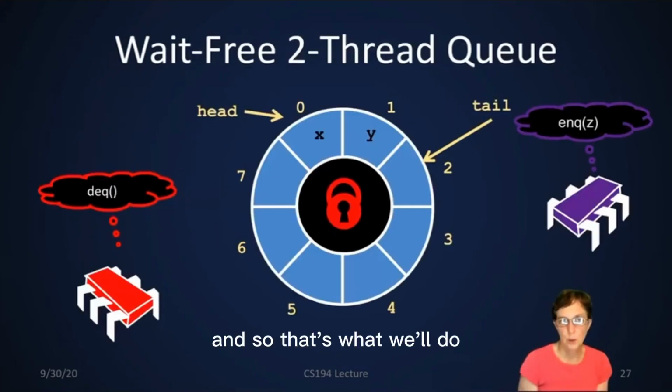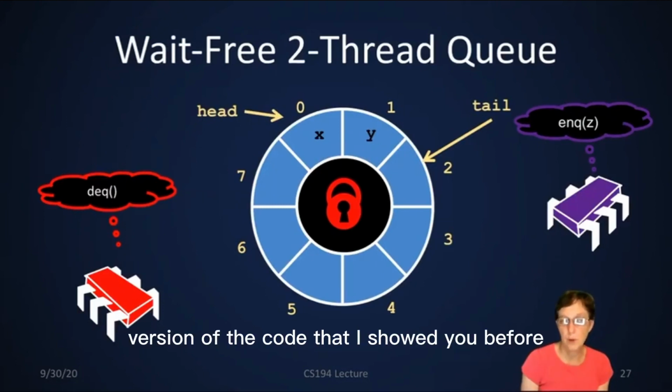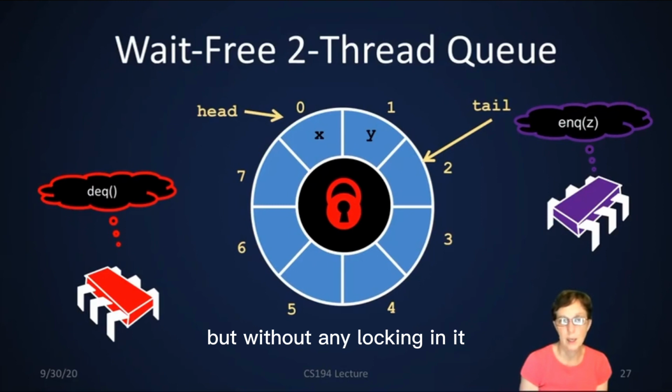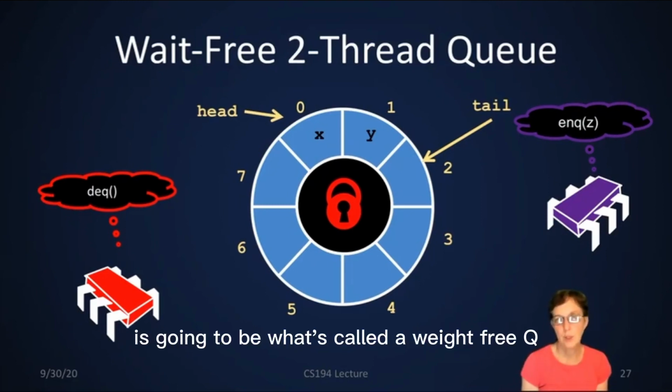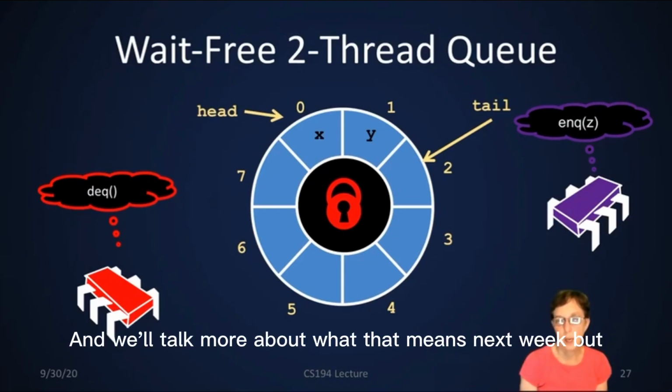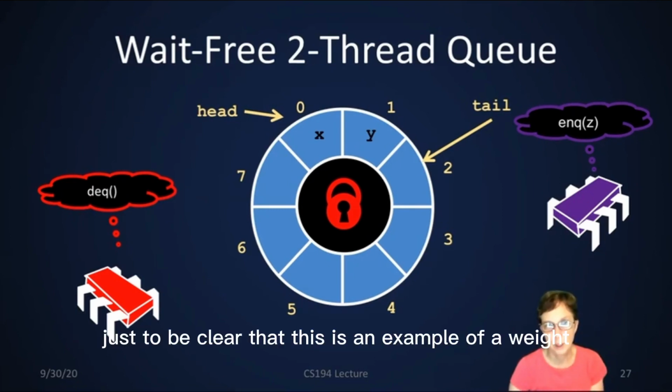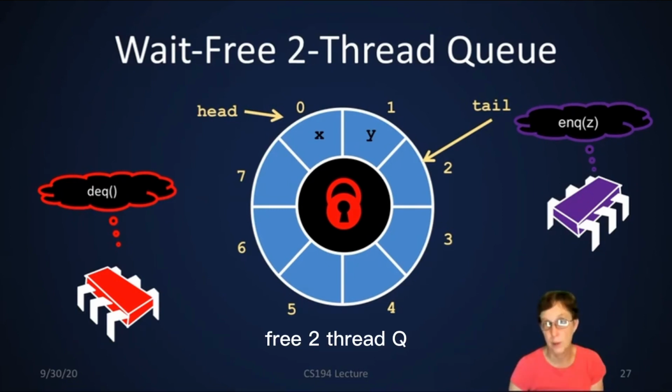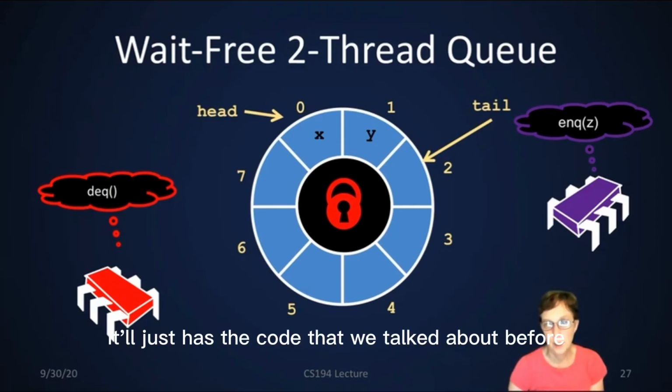And so that's what we'll do, is to talk about a two-thread queue, which is this version of the code that I showed you before, but without any locking in it. It also turns out to be what's called a wait-free queue, and we'll talk more about what that means next week, but just to be clear that this is an example of a wait-free two-thread queue. It just has the code that we talked about before.